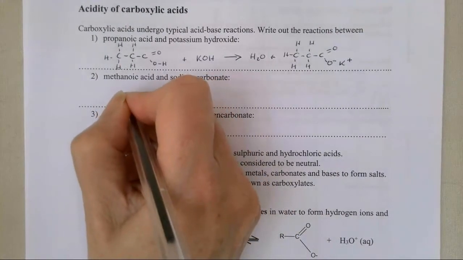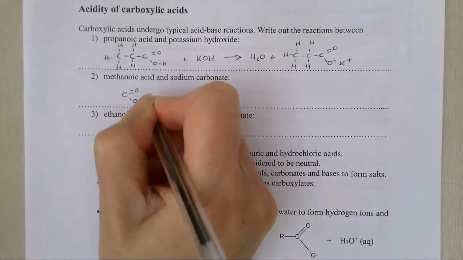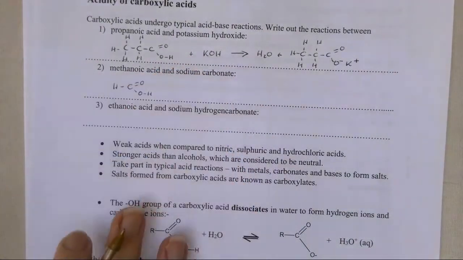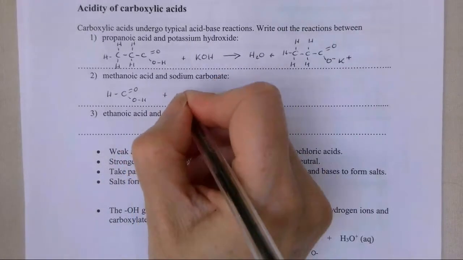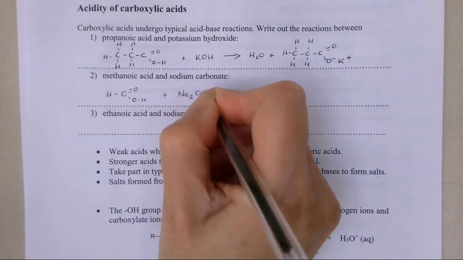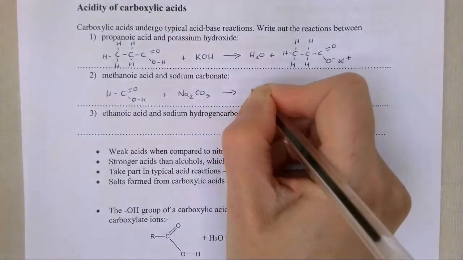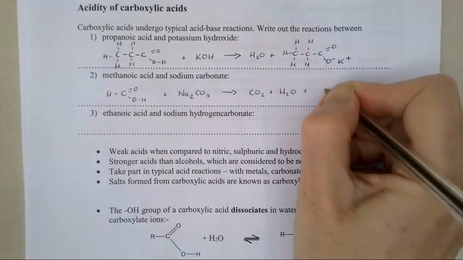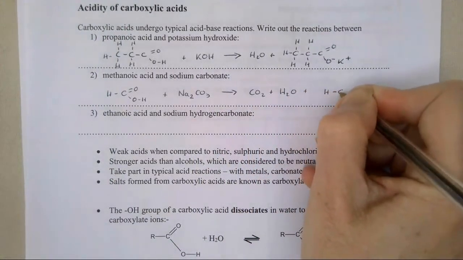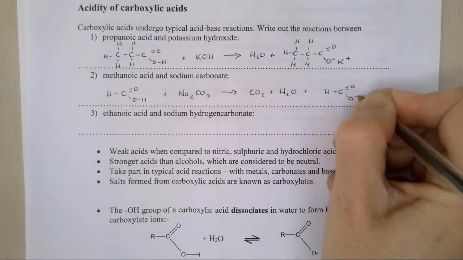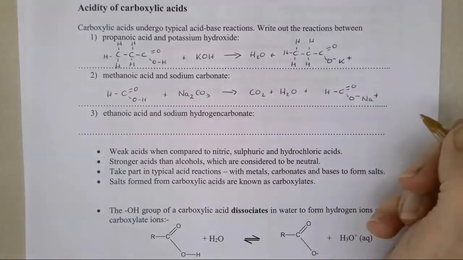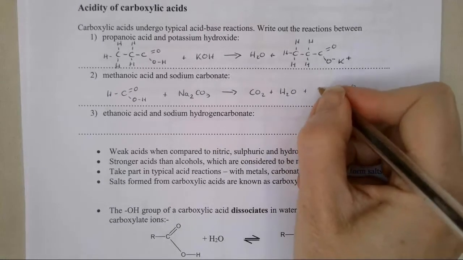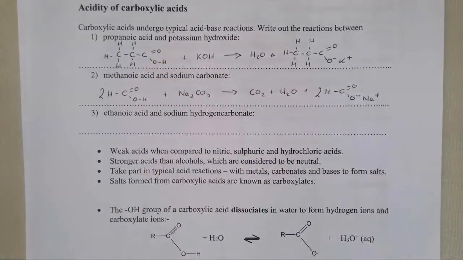Methanoic acid, where you've got your methanoic part, and I'm going to react that with some sodium carbonate, Na2CO3, and it's going to produce your usual carbon dioxide and water, and you're also going to get your HCOO negative, Na positive. In order to get it to balance, I'm going to have 2 of these and 2 of these. Okay. Last but not least, ethanoic acid and sodium hydrogen carbonate.